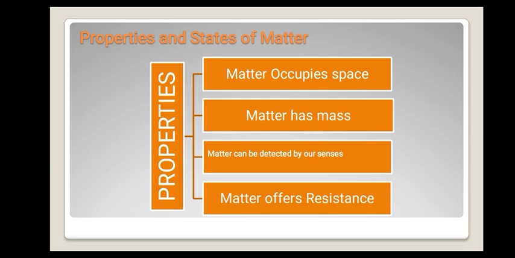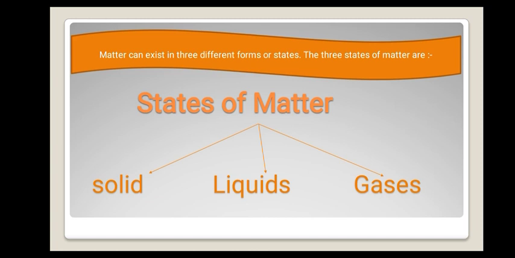Now, let's come to our next topic, states of matter. As we generally know, there are three states of matter: solid, liquid, and gases. In solid states, the matter or the substance is hard and has a definite shape. And liquids are not hard and do not have a definite shape. They take the shape of the container they are put into.